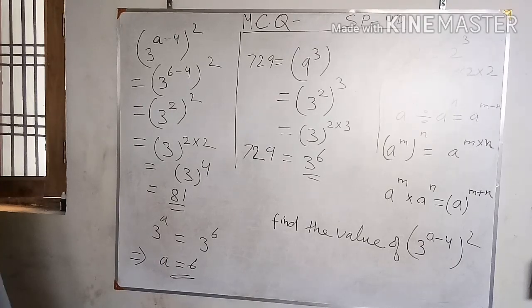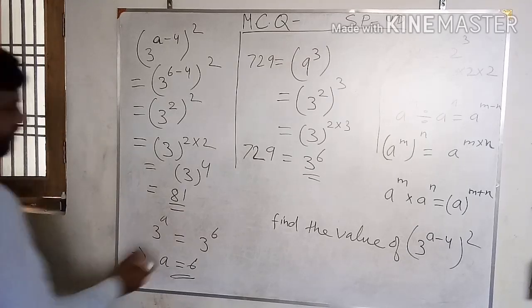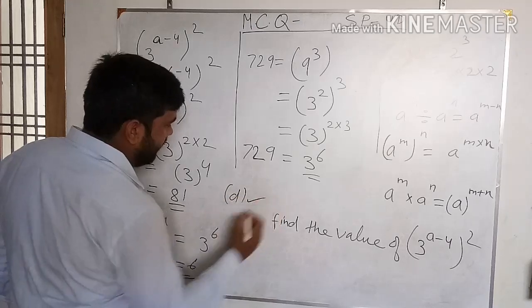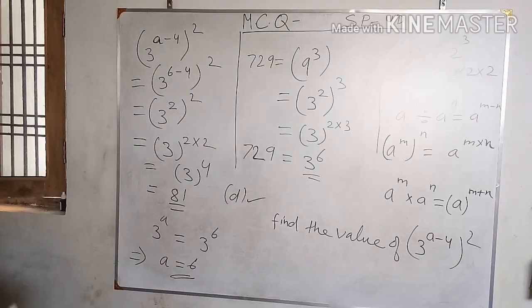Okay, so which option is correct? Here the option is D. Option D is correct, 81. So option D is the correct answer for question number 9.